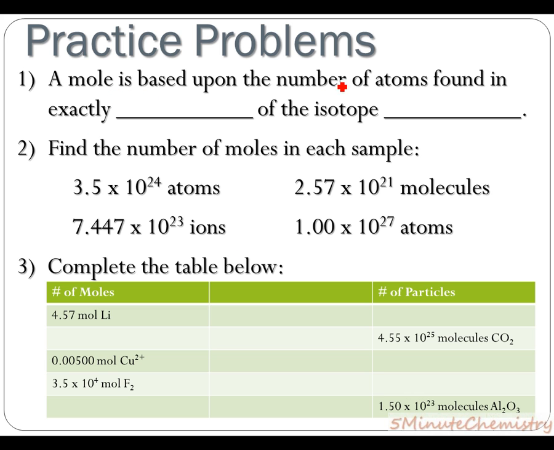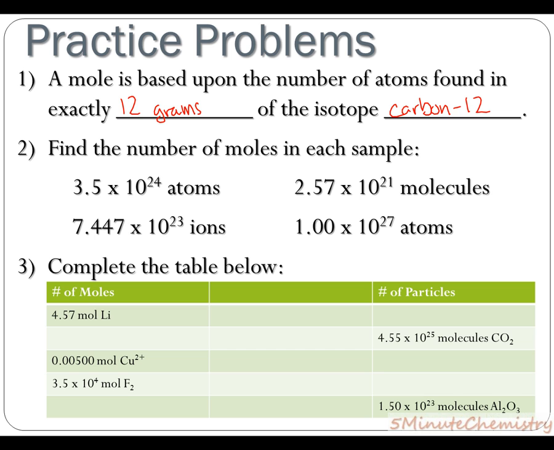A mole is based upon the number of atoms found in exactly blank of the isotope blank. So it is the number of atoms found in exactly 12 grams of the isotope carbon-12. So carbon with a mass of 12 has exactly 6 protons and 6 neutrons. That's where that comes from. Now find the number of moles in each sample. You're given 3.5 times 10 raised to the 24th atoms.